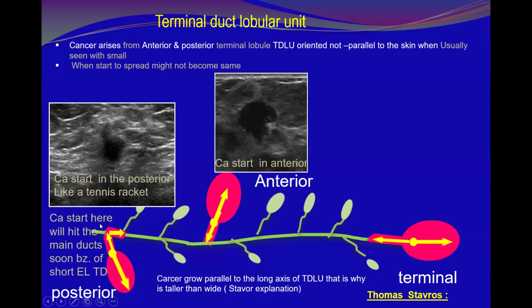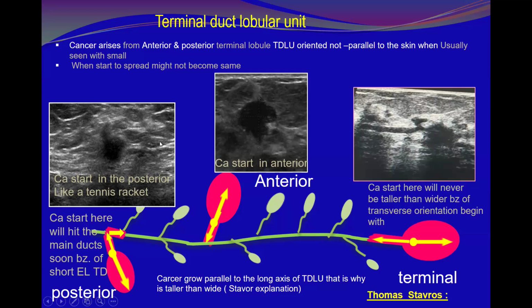And as we mentioned, cancer arising from the posterior hits the main duct soon because of the short extralobular terminal duct, compared to the anterior one, which will take a longer time. If you compare here, this is the shape of the anterior, and that is the shape of the posterior. This is from the literature. This is my patients, and this is my patients. Okay. Look at this one here from the beginning.